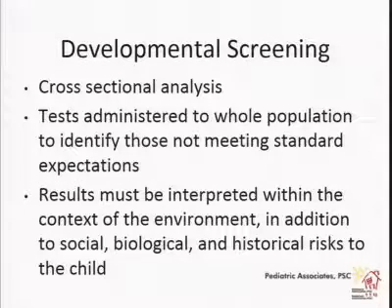That's good. Okay, developmental screening. The AAP wants us to do cross-sectional analysis. The number one thing they don't want you to do is to not do any standardized screening. They want everybody to do standardized screening, and they want it to be done across all domains of development, gross motor, fine motor, speech, etc. They want it given to the whole population because there's a lot of kids out there who don't have red flags. But they also are trying to identify the kiddos who do have problems. And the results must be interpreted within the context of the environment that the child's living in.